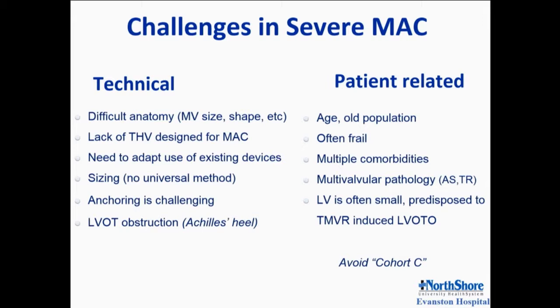So I thought we can divide them in two types of challenges. On one side, the technical challenges related to the anatomy, and on the other side, patient-related challenges. On the technical side, we have the difficult anatomy. For any transcatheter mitral valve replacement therapies, we're just dealing with a more complex valve anatomy: the size of the valve, the shape, the interaction with the LVOT angles, and all the other things that you already know. Plus, in MAC it is a lot more difficult.